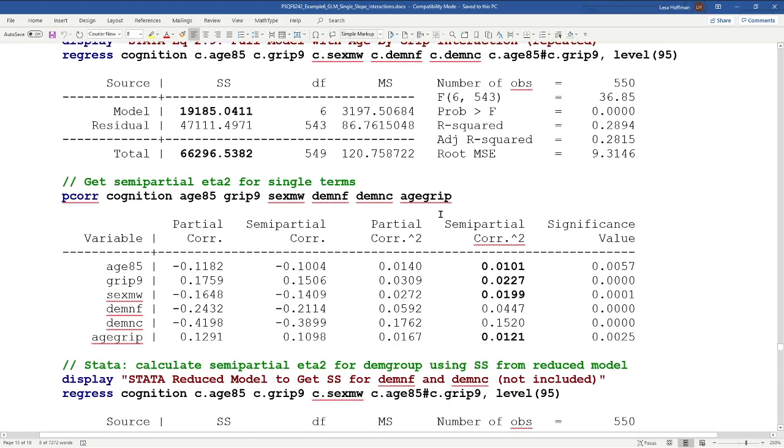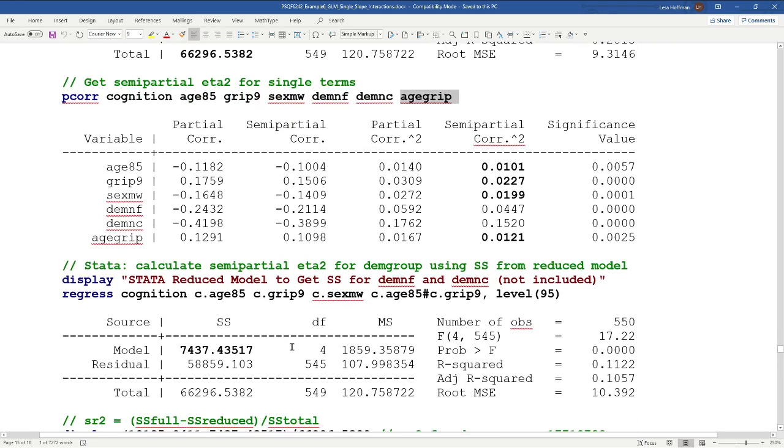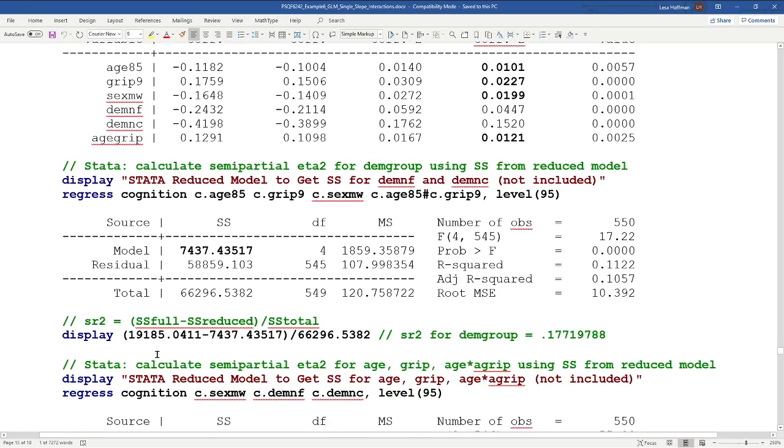So for instance, PCORR gives you semi-partial eta squares for, I made an interaction variable so that I could include that in the model. To get what it would be for dem group, since I have to lump those two things together, I fit another model without it, and then used this sums of squares formula to compute what the difference in the sums of squares would be after adding dem group back in. So this is from the full model, this is from the reduced model without dem group, and this is from the total either way. So that's where I got the same value as what SAS had given me.